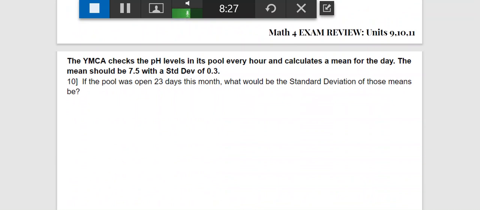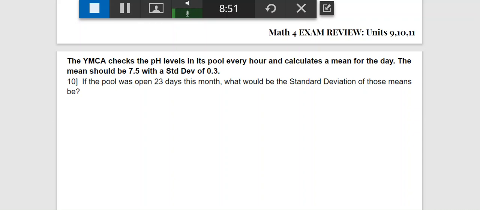Okay, the YMCA checks the pH levels in its pool every hour and calculates a mean for the day. The mean should be 7.5 with a standard deviation of 0.3. Now, if the pool was open 23 days this month, what would the standard deviation of those means be? The standard deviation of the means.